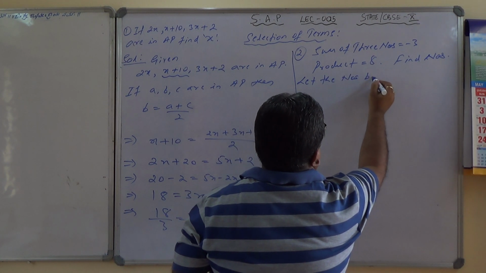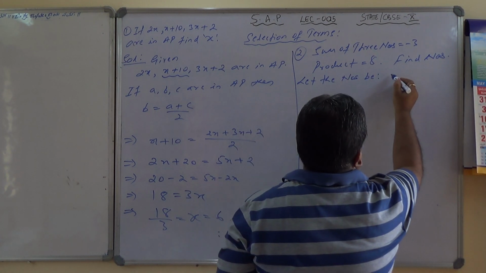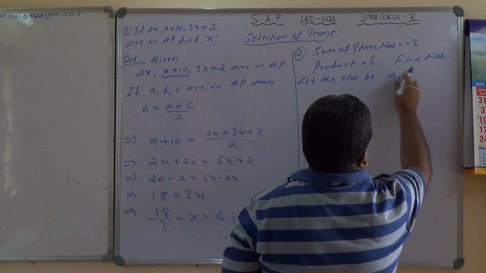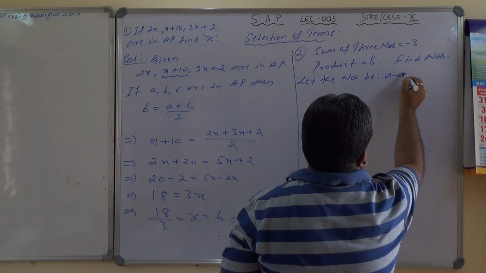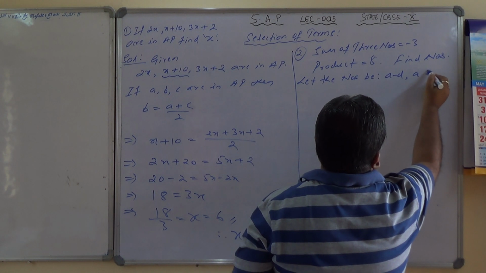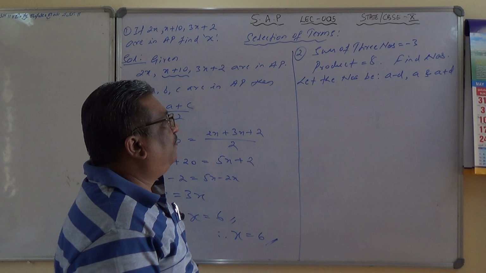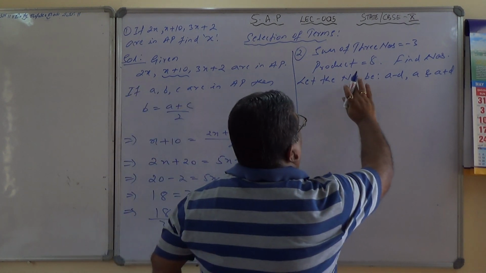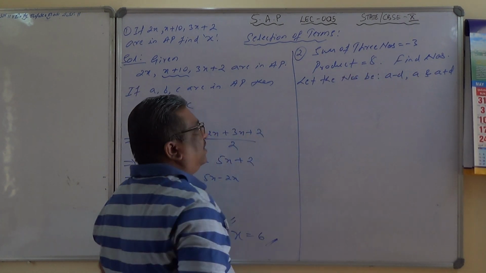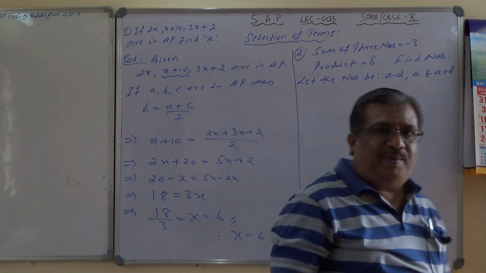Let the numbers be a minus d, a, and a plus d. Are you able to understand? The sum of 3 numbers is minus 3 and the product is 8. See, all these are AP related numericals.